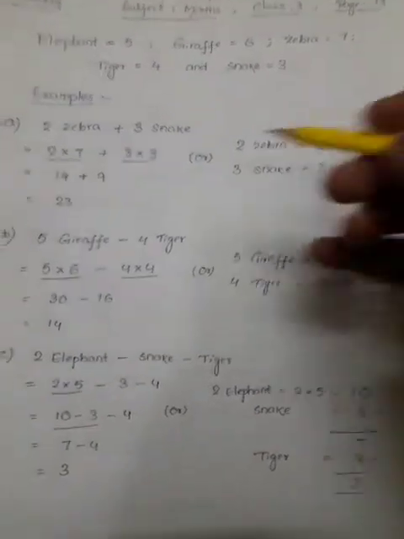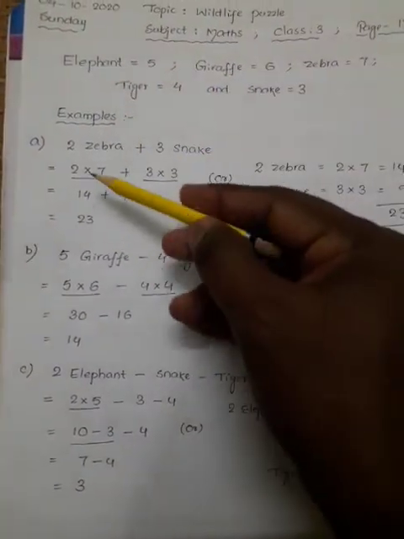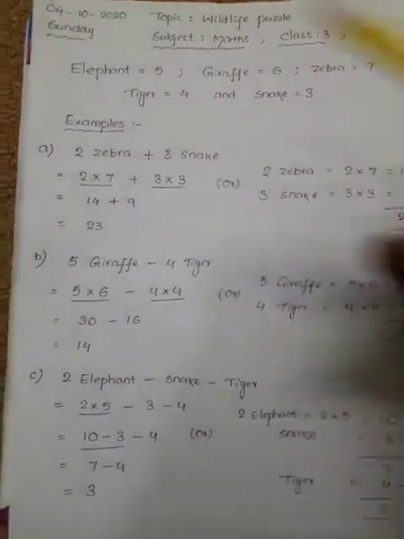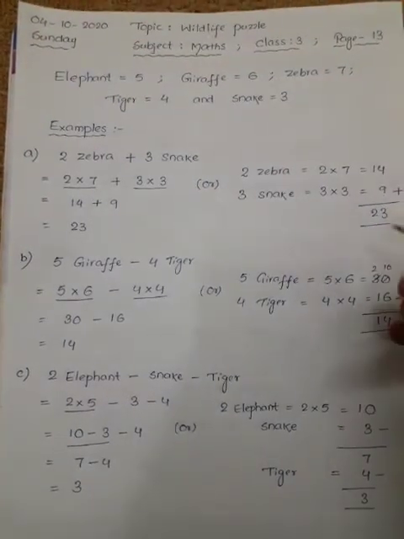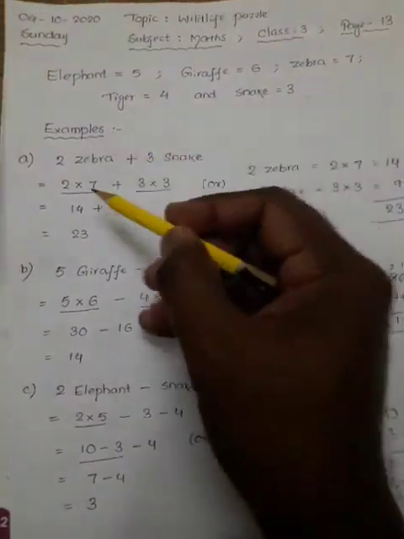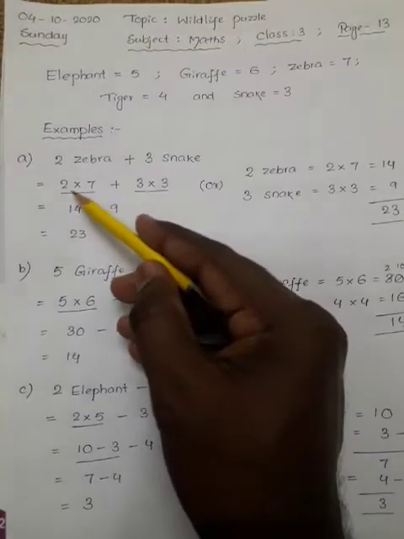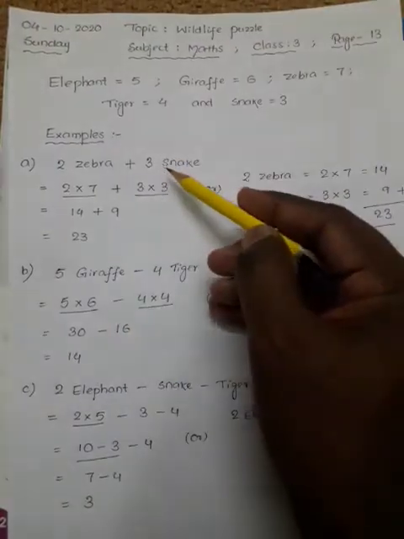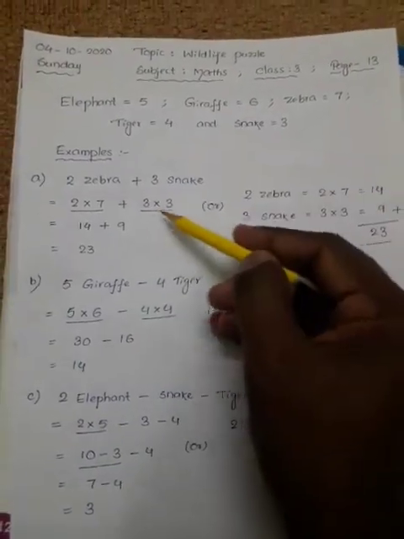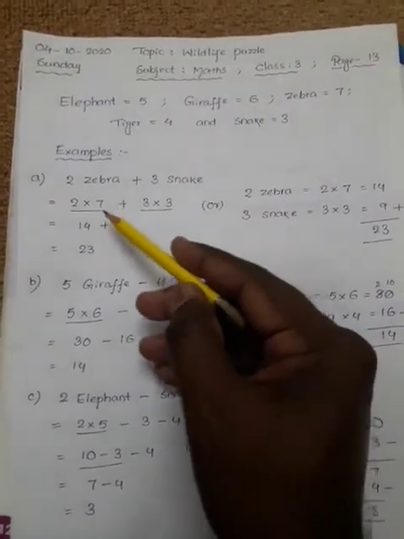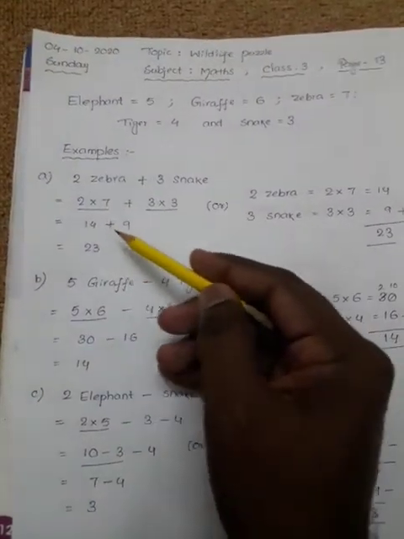Okay, so now what is question number A? 2 zebra plus 3 snake. Zebra is 7, so 2 multiplied by 7 equal to 14, plus 3 snake. Snake is 3, so 3 threes are 9. Every time remember, first you have to multiply, then add. So 14 plus 9 equal 23.